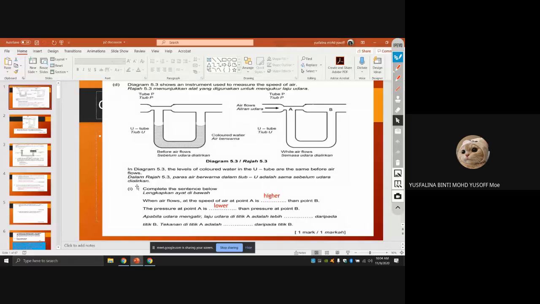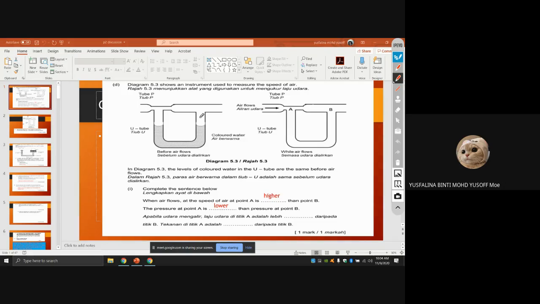This is the last slide we stopped at last week. For slide number 1, diagram 5.3 shows an instrument used to measure the speed of air. In diagram 5.3, the levels of the colored water in the U tube are the same before air flows. So number 1, complete the sentence below. When air flows, the speed of air at point A.